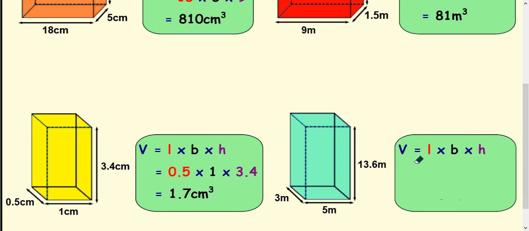And the last one here, put your numbers in. 3 times 5 times 13.6. Get your answer of 204. Make sure you put your units of meters cubed in.